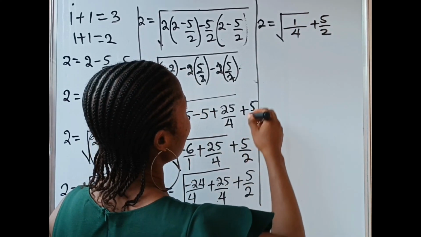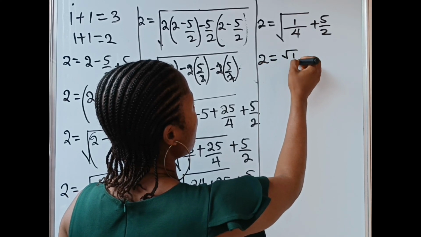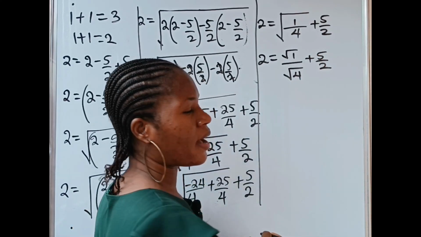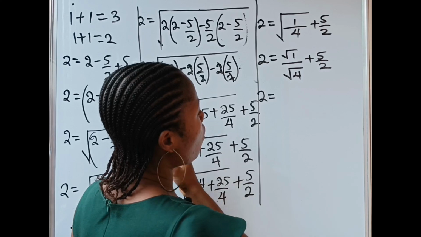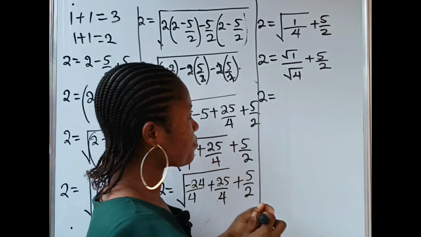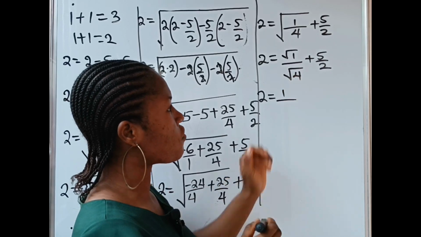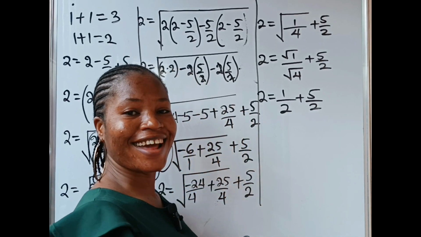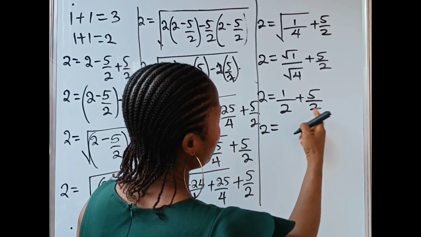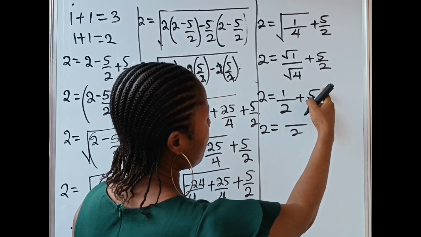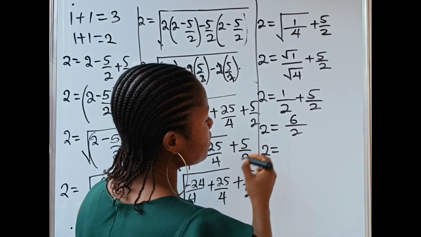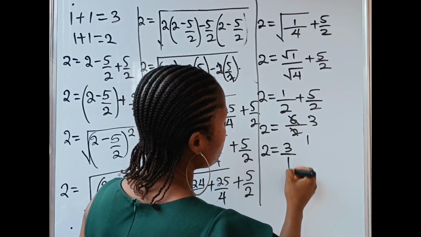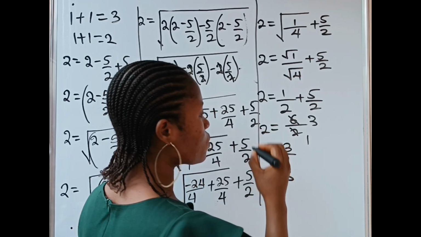Okay. Now 2 is equal to the square root of 1 divided by the square root of 4, plus 5 divided by 2. 2 is equal to the square root of 1 will give us 1. So we have 1, and the square root of 4 will give us 2, plus 5 over 2. Are you seeing anything? Now 2 is equal to, we have the same base, which is 2. 1 plus 5 will give us 6. So 2 is equal to 6 over 2, which is 3. So this simply means that 2 is equal to 3.